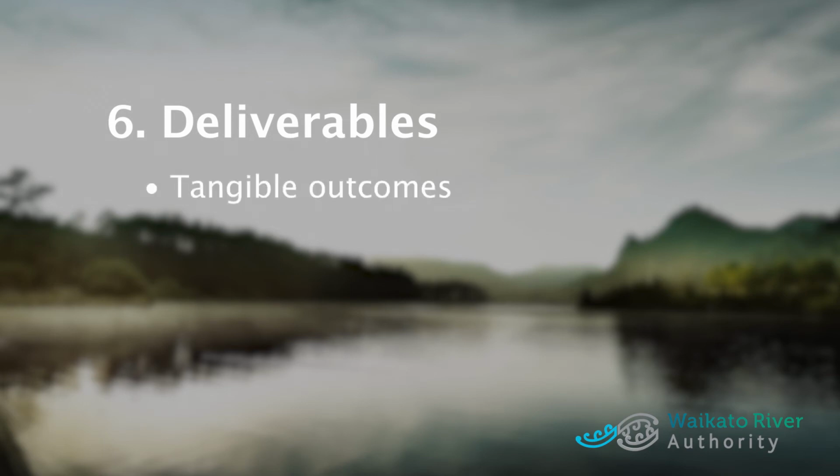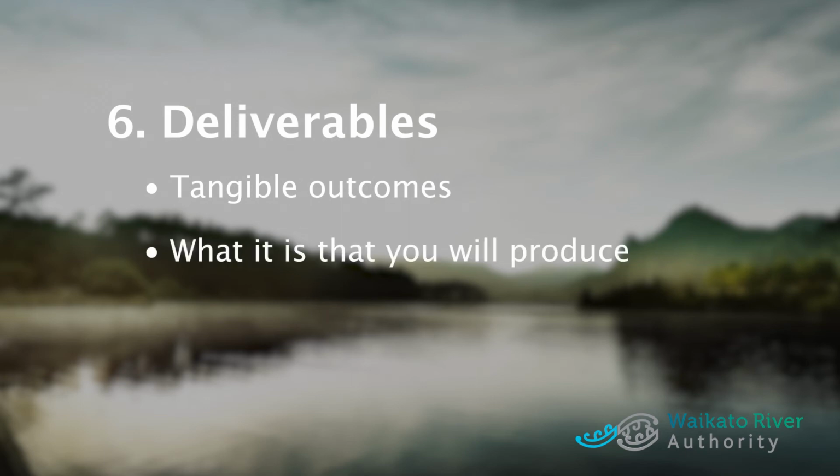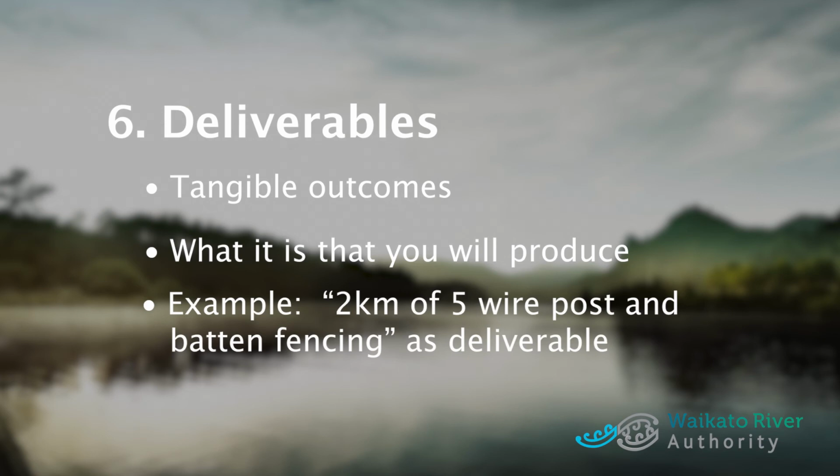Deliverables. These are tangible outcomes, things you can see or touch. What is it you are going to have produced by the end of your project? A project involving fencing and planting should have this as your deliverables. For example, 2 kilometres of 5-wire post and batten fencing.